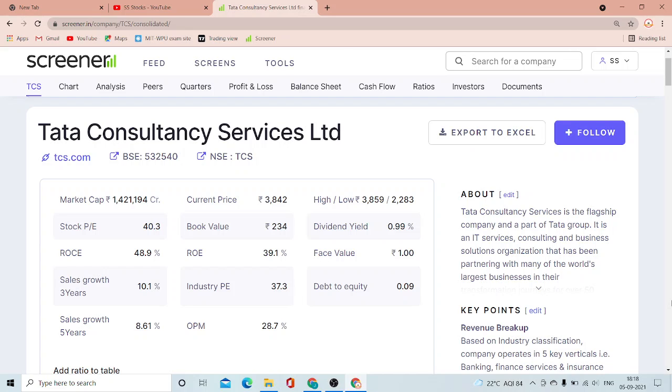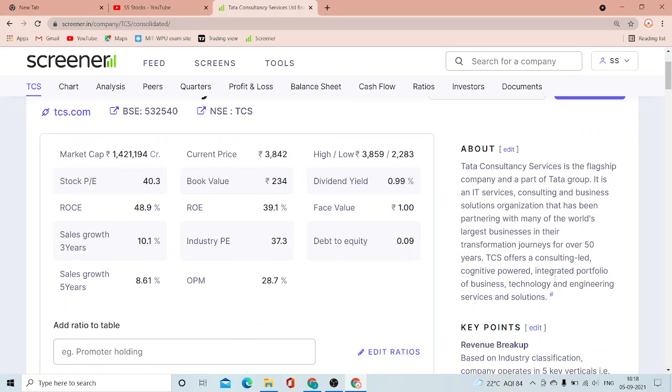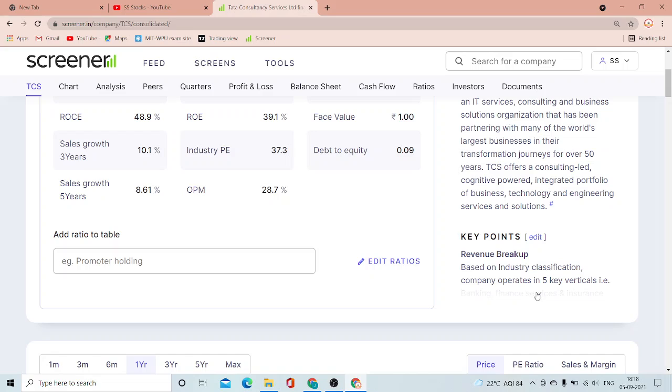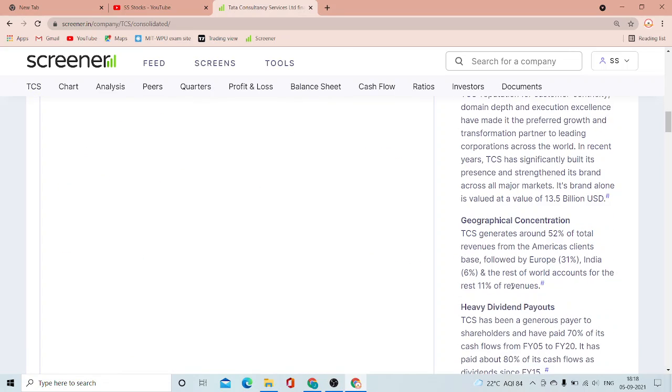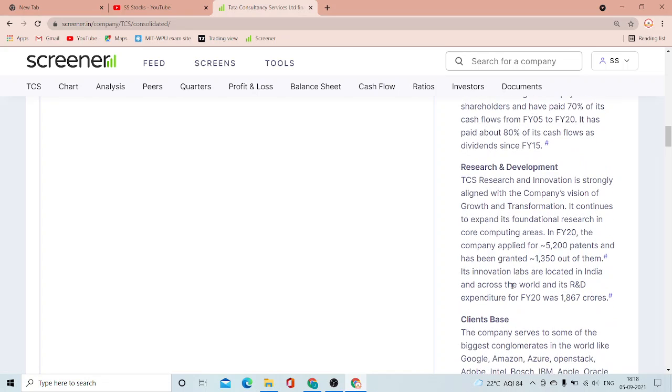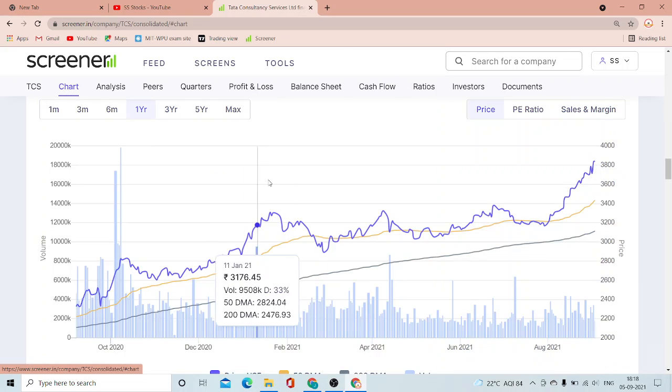In the right corner you will be able to see about Tata Consultancy Services, the flagship company, what the company is doing, and some background about the company, key points of the company. So from here you will be able to know better about the company. Now the second part is the chart.